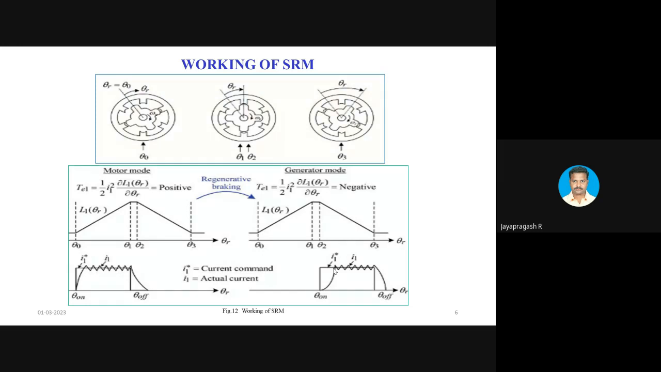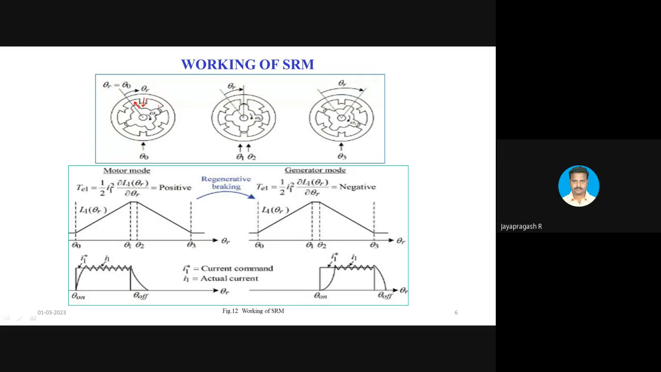Doubly salient in the sense the stator has inward projected poles. So this is the stator and the inner portion is the rotor. The stator consists of inward projected poles and the rotor consists of outward projected poles. This is said to be a salient structure. Since stator and rotor are both salient, it is said to be a doubly salient structure, and it works based on the principle of variable reluctance.